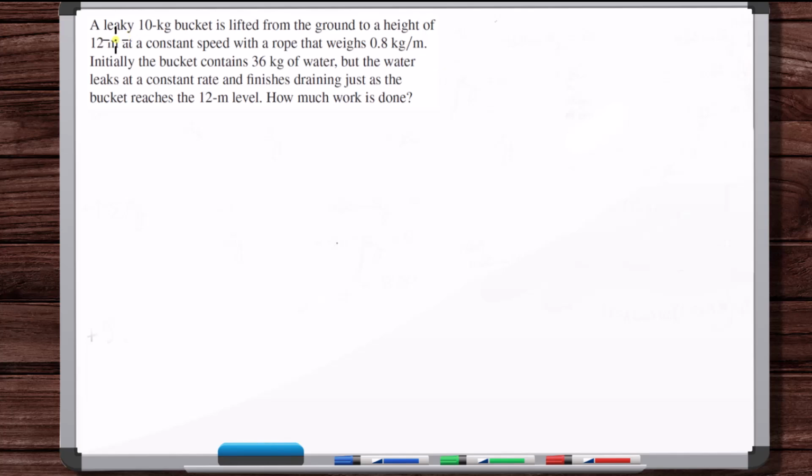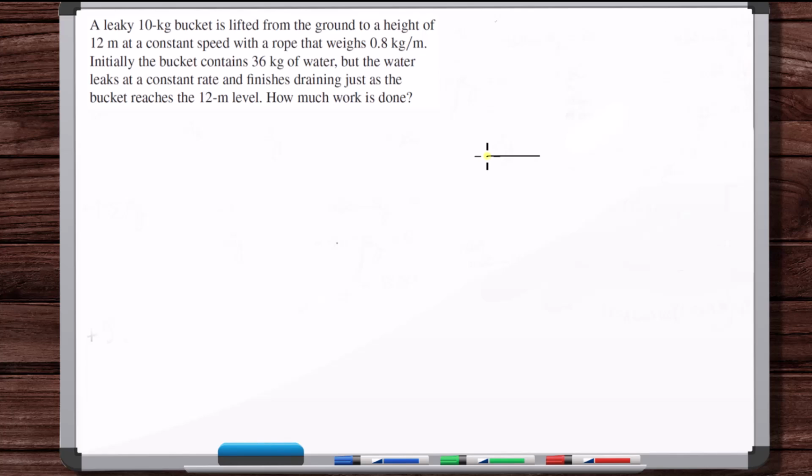So this problem says a leaky 10 kilogram bucket is lifted from the ground to a height of 12 meters at a constant speed with a rope that weighs 0.8 kilograms per meter. Initially, the bucket contains 36 kilograms of water, but the water leaks at a constant rate and finishes draining just as the bucket reaches the 12-meter level. How much work is done?